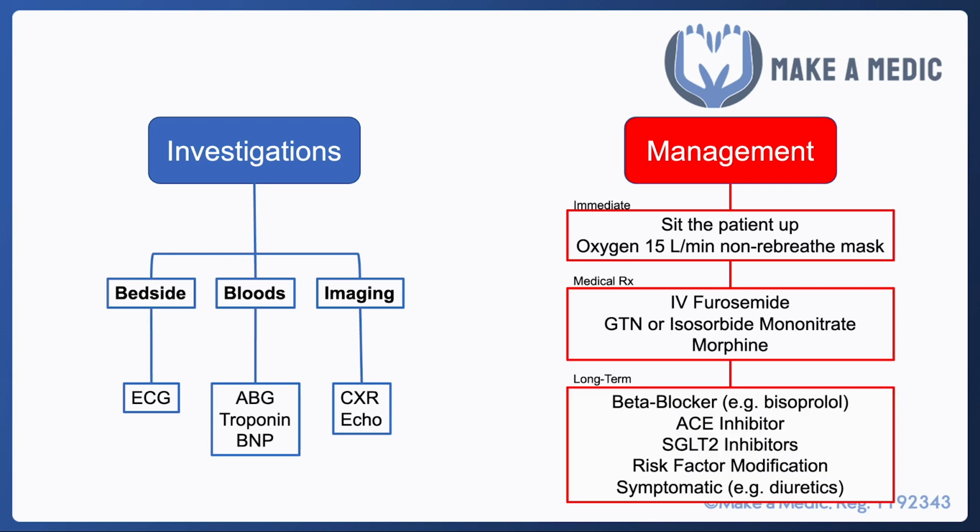Long term, there's a bunch of medications that are used in the management of heart failure. Diuretics are important in managing the symptoms of heart failure and making sure that the patient doesn't become fluid overloaded. However, they don't have a prognostic benefit. Beta blockers, ACE inhibitors, and SGLT2 inhibitors have been shown to have a prognostic benefit in patients with heart failure with reduced ejection fraction. At the moment, there aren't any classes of medication that are shown to improve outcomes in patients with heart failure with preserved ejection fraction.